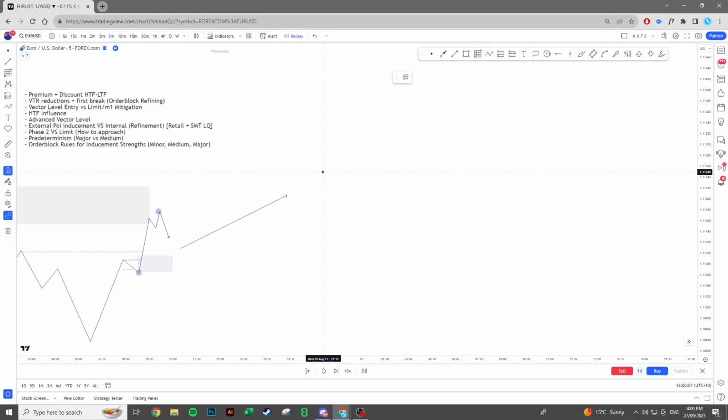Now an advanced vector level is a little bit different, and I'll quickly go over that. So we have a supply, right? We have a big push to the upside, a break, right? And then we have a big rally here, and then we have something like this. Okay. Now, what is price? Let me put that here. Now, what are we searching for?